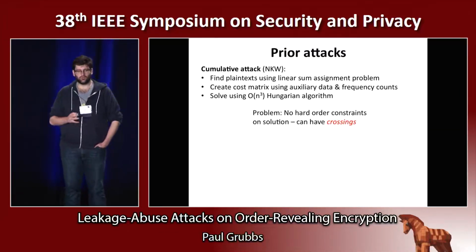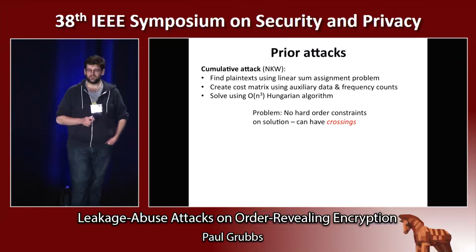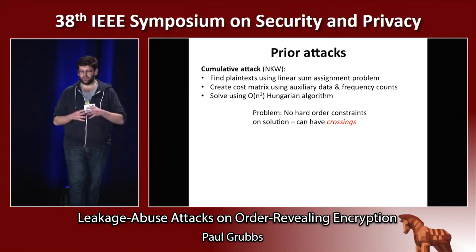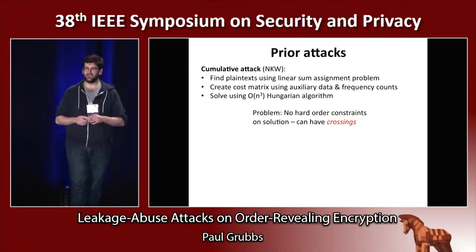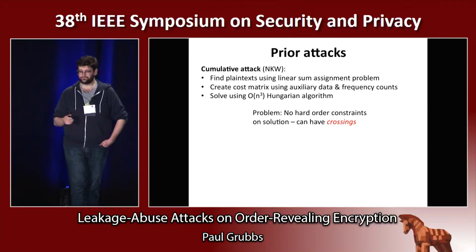In the course of doing this work, we noticed something about the cumulative attack, which was a little odd. Basically, while the cumulative attack does incorporate the order of the elements in the cost function, in a way that I won't go into, you'll just have to take my word for it, there actually aren't any hard constraints on the solution that's returned from the algorithm, which means that the mapping that they get from the Hungarian algorithm can actually have crossings.